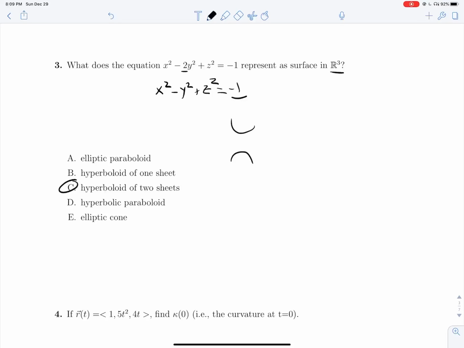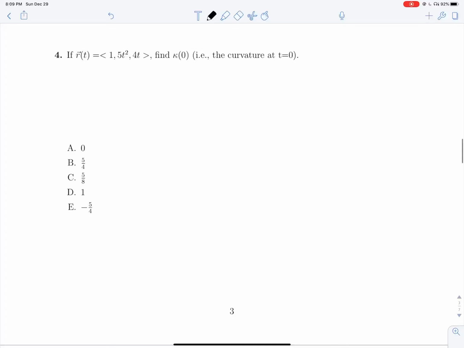If you want, you can rearrange this equation for yourself, and you will see that when you make the right side positive, you will get y squared minus x squared minus z squared equals 1, which is the classic hyperboloid of two sheets formula that they give us.